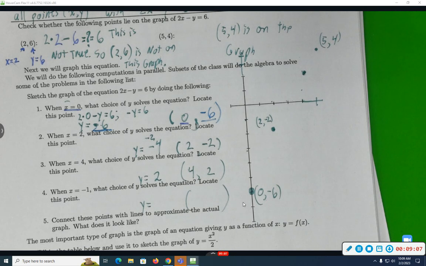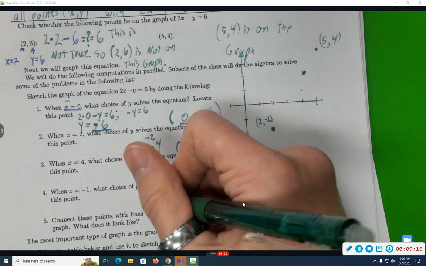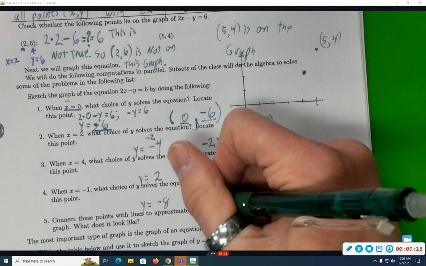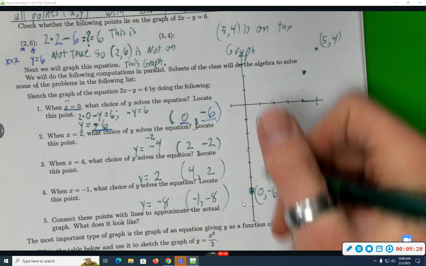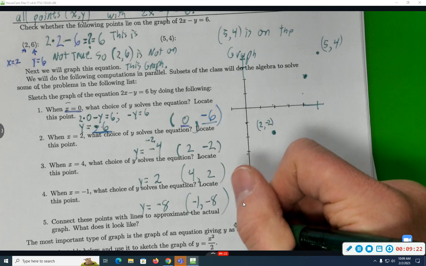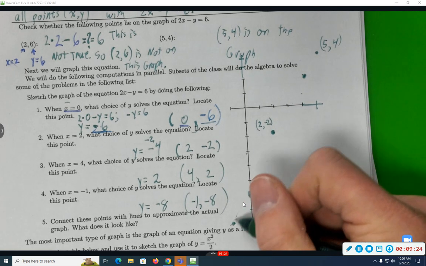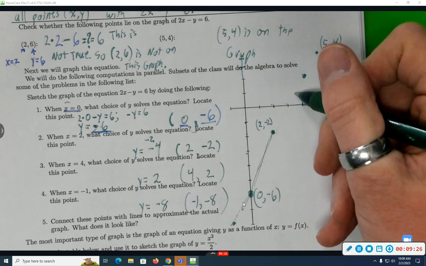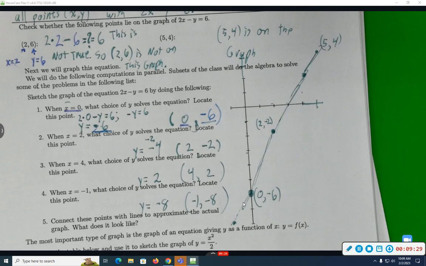And finally, x equals negative 1. What do you get when x equals negative 1? Negative 8. Cool. So, negative 1 by negative 8. And if you want to get an idea, maybe just try to interpolate between these in as straight a line manner as possible. So what does the graph of this equation look like it's becoming?